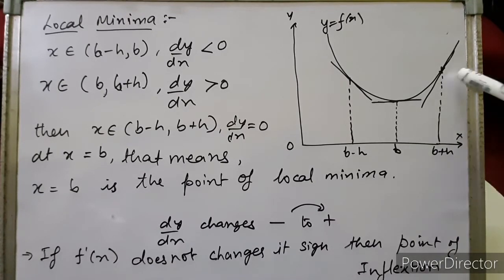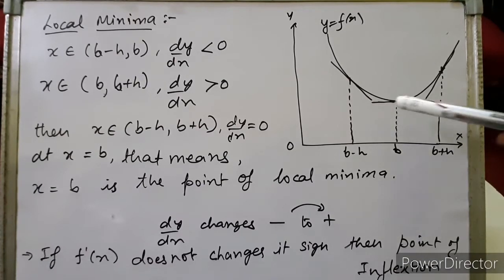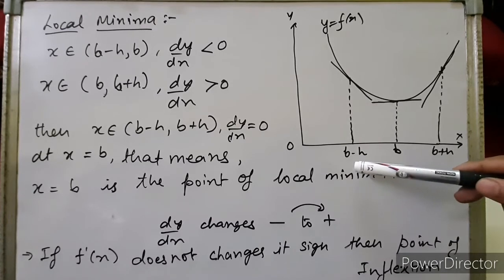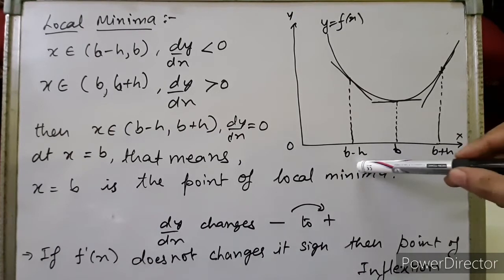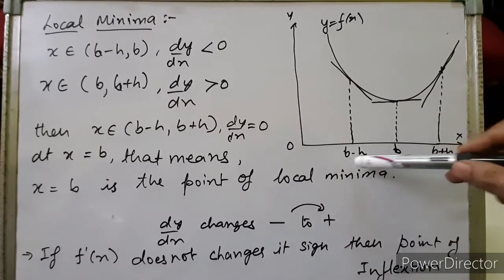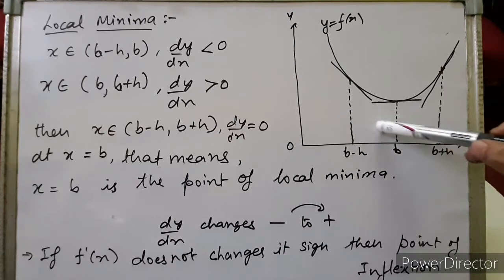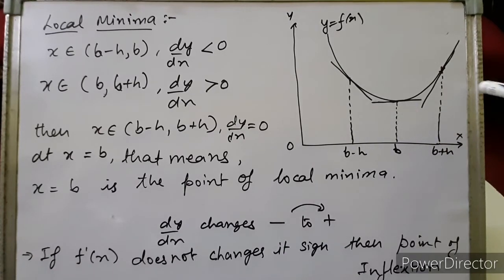So the slope of the tangent will be positive. You can see that the slope of the tangent is changing from plus to minus as the value of x changes from b minus h to b plus h, right? As we are moving towards b plus h from b minus h, that slope is changing from negative to positive. When this happens, we say that at x equals b, we are getting a local minimum value, right?